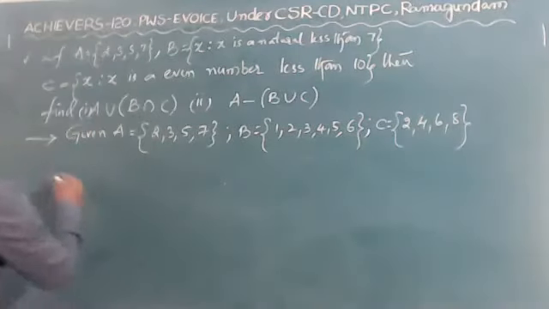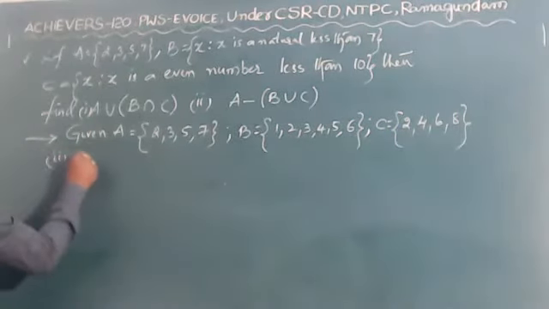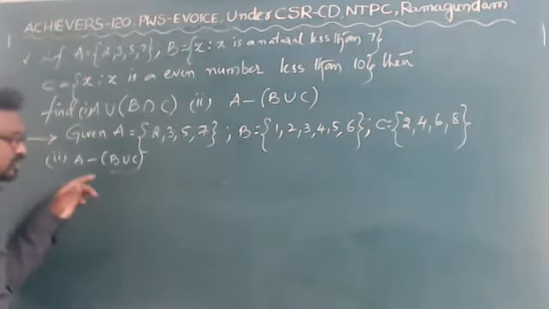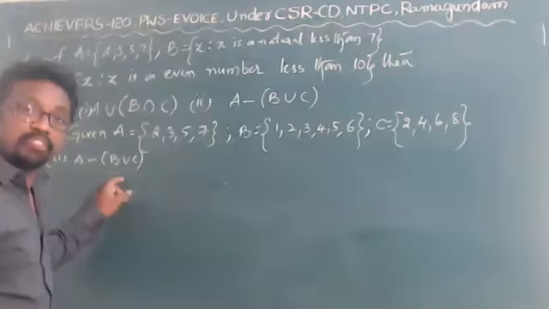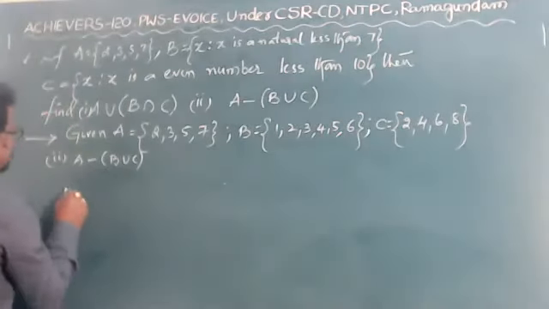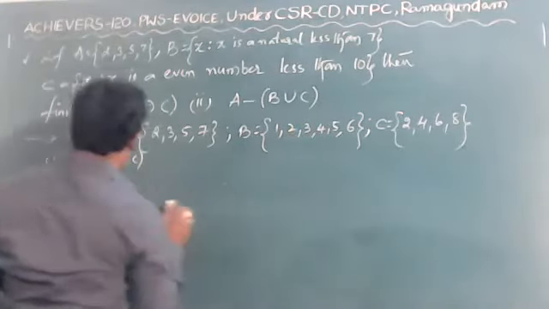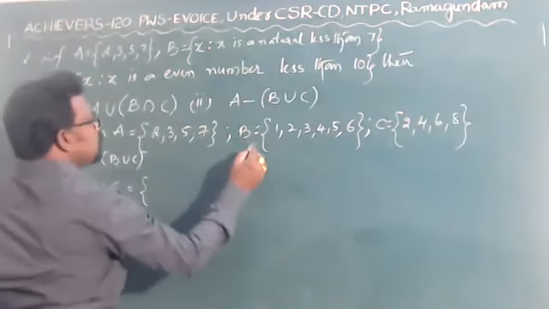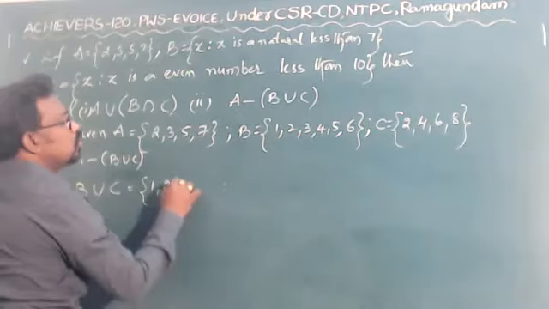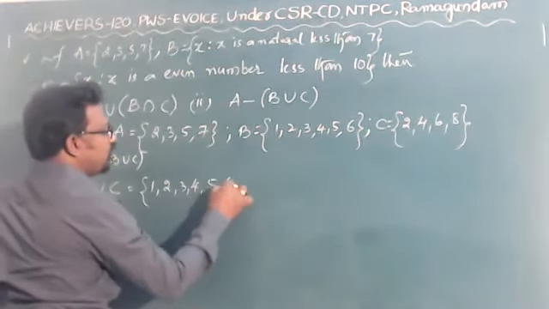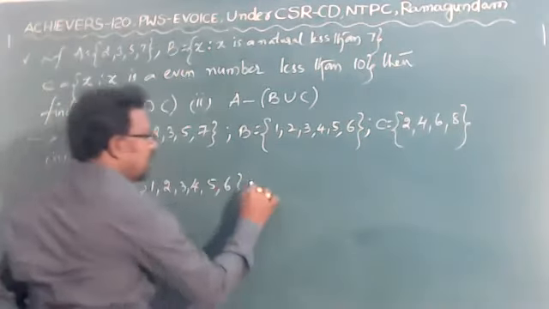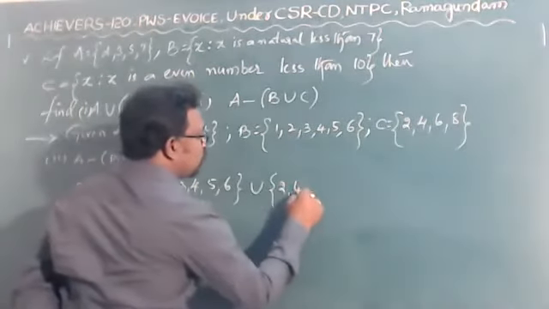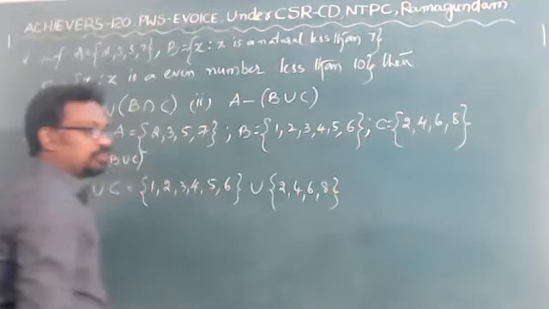Yes. Second one. What is second? A minus B union C. First of all, you have to complete this part. B union C, you have to complete first of all. What is B here? You got it already. A, B, C sets, you know. Okay, B union C. What is B, Nana? This is 1, 2, 3, 4, 5, and 6. Union C. What is C here? 2, 4, 6, 8.